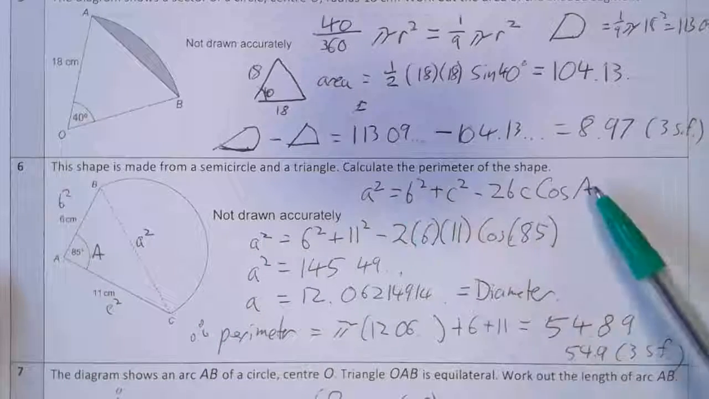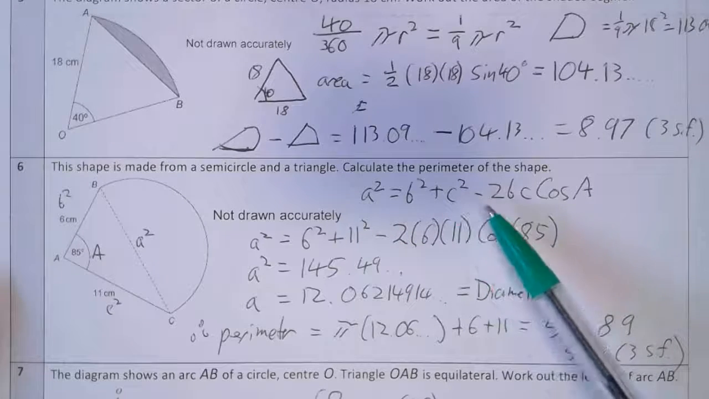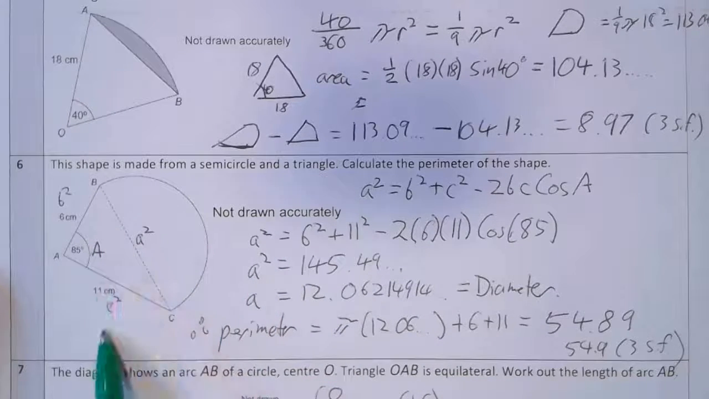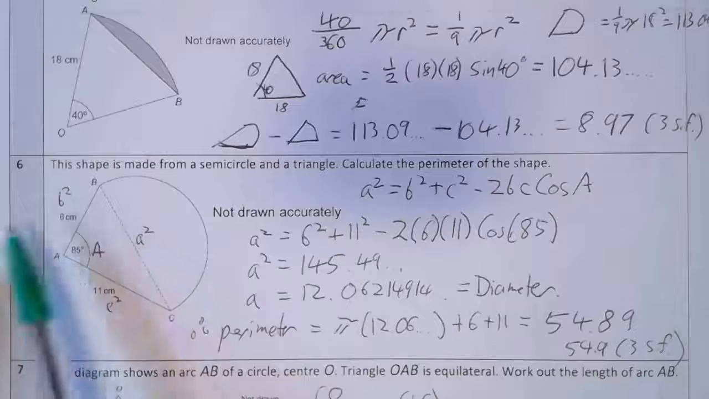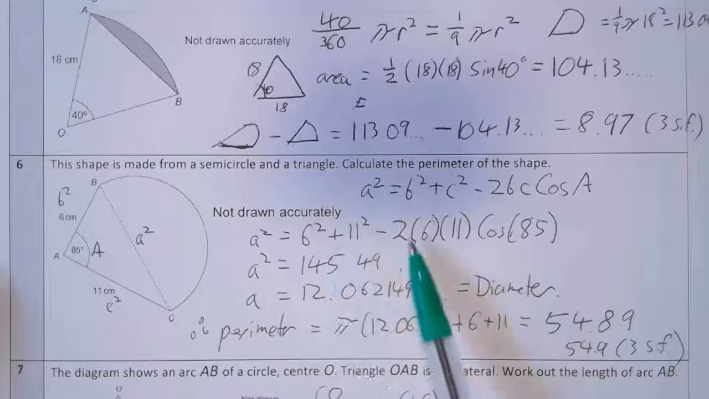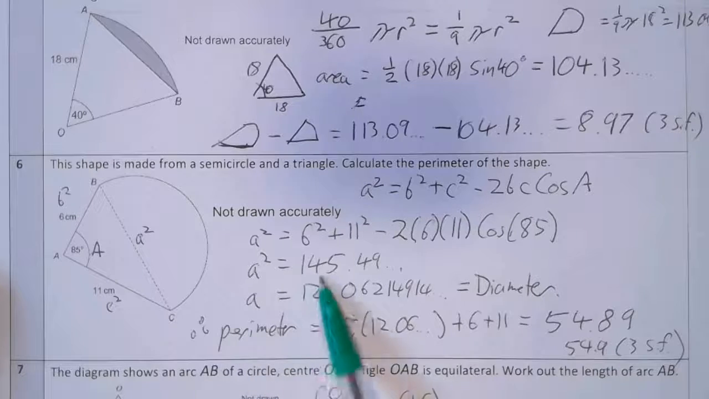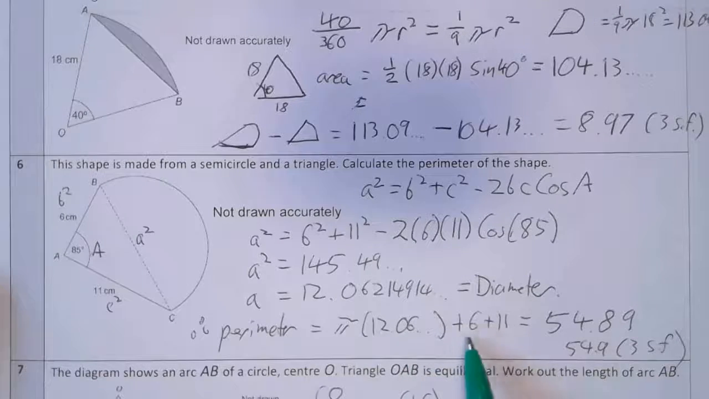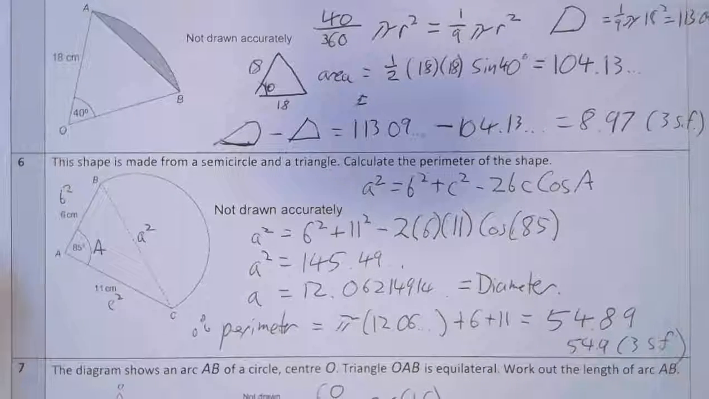So I'm going to just write out my cosine rule. A squared equals b squared plus c squared minus 2bc cos A. I've just labeled up the sides. There's my a squared, so there's my angle A. B and c can be either way around. So a squared equals 6 squared plus 11 squared minus 2 times 6 times 11 cos 85. So a squared is 145.49. Take the square root. A is 12.06 and keep all the accuracy. That is my diameter. So my perimeter is pi times that plus 6 plus 11 gives me 54.89 for the perimeter of the whole shape.